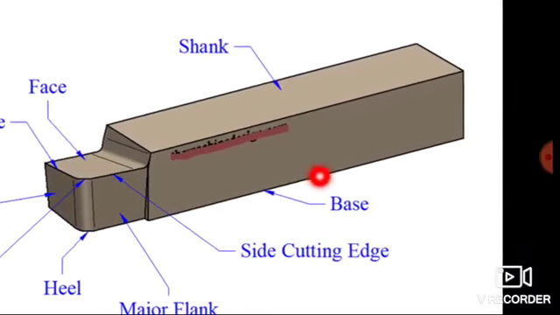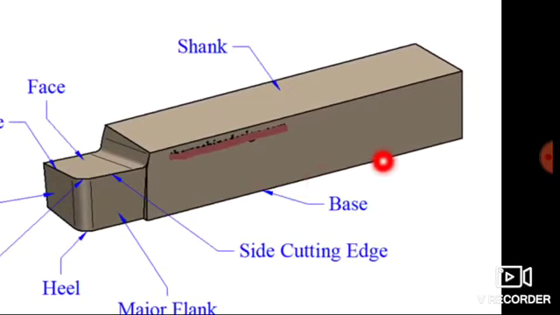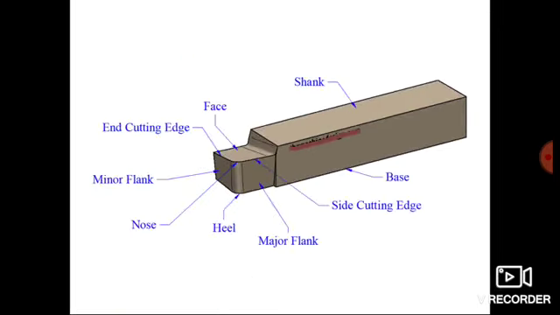And here you can see the base of the cutting tool, on which the single point cutting tool rests. So the shank is the main body of the cutting tool, and with this shank you can hold the single point cutting tool in a tool post or in the tool turret of your lathe machine. So these are the major parts of a single point cutting tool.